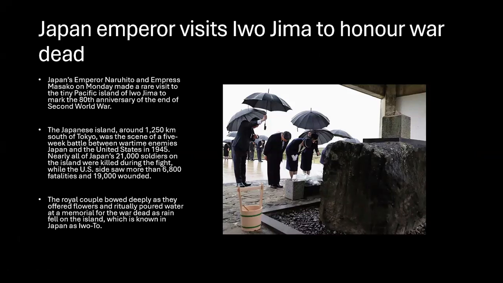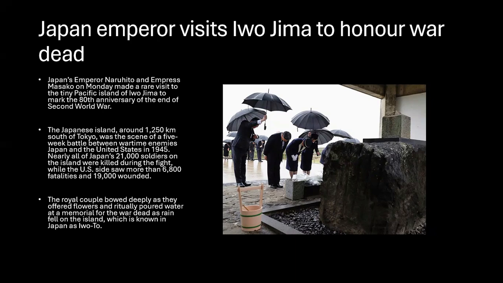Japan Emperor visits Iwo Jima to honor war dead. Japan's emperor and empress visited Iwo Jima to honor the war dead on the 80th anniversary of the Second World War. So the Second World War happened and 80 years have passed. To commemorate that, the emperor and empress have visited this particular place, for the people who all died in the Second World War. They have visited their burials, you can say.